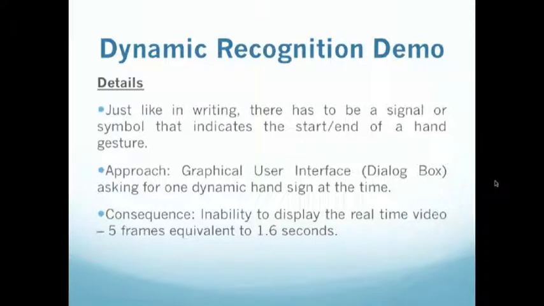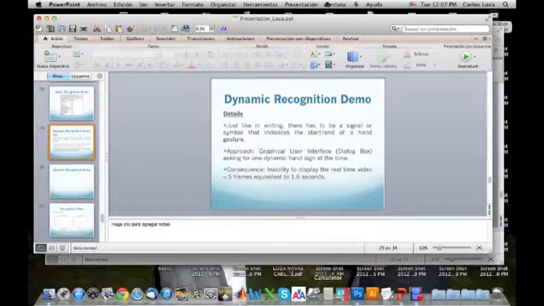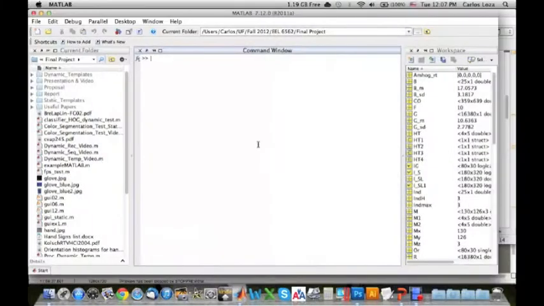We have a consequence for this approach, which is the inability to display the real-time video, because 5 frames is equivalent to approximately 1.6 seconds for a 30 frame per second camera. So MATLAB would only display static images, so it's not even worth it to display the real-time images. But we're gonna run the script anyway, and we'll see how it works. So let's go to MATLAB, and let's run the dynamic rec video script.